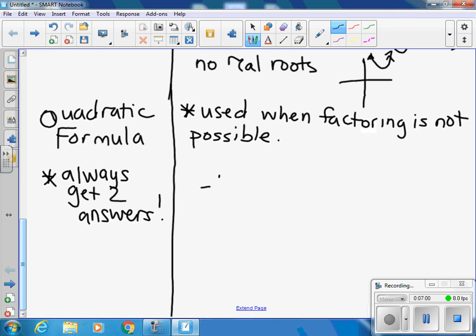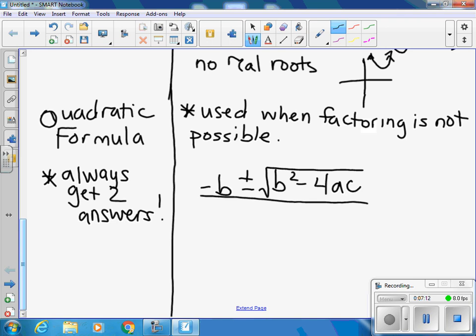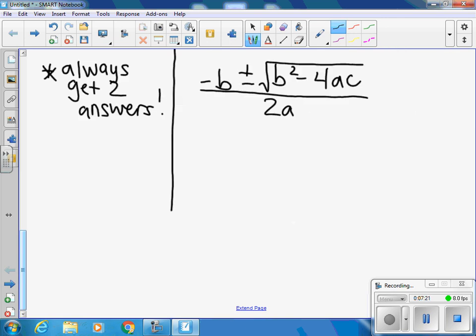It's negative b plus or minus radical, and under the radical sign is b squared minus 4ac. That's that discriminant piece that we talked about right above. All of it is divided by 2 times a. So it looks kind of scary, but if you plug it in the way it's supposed to and take it one piece at a time, the formula is really not difficult to deal with.